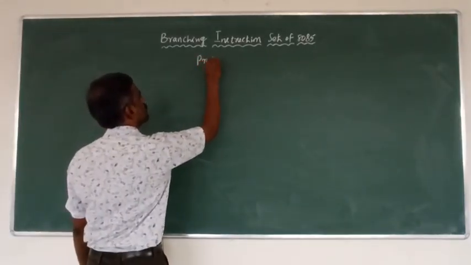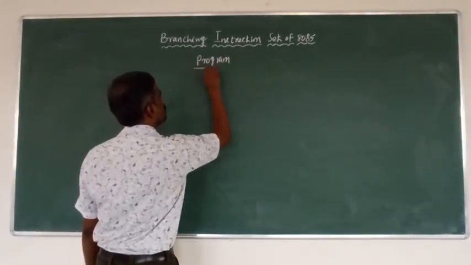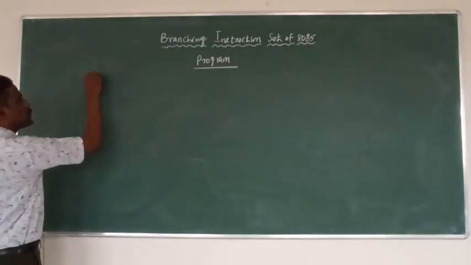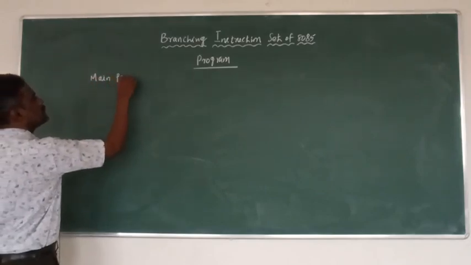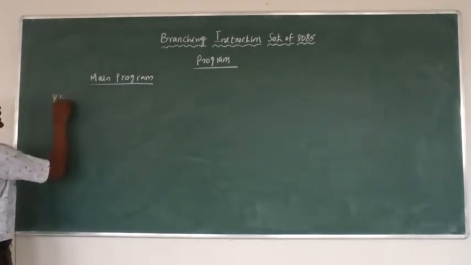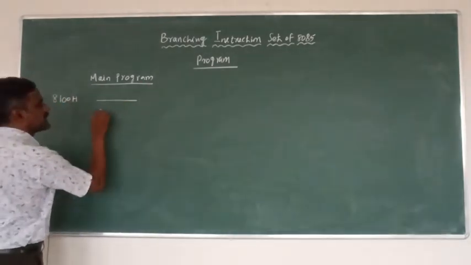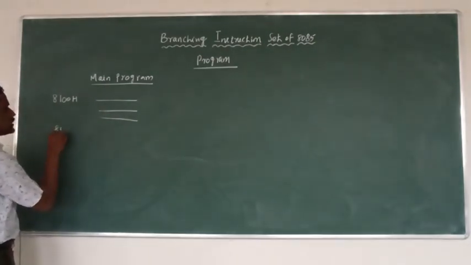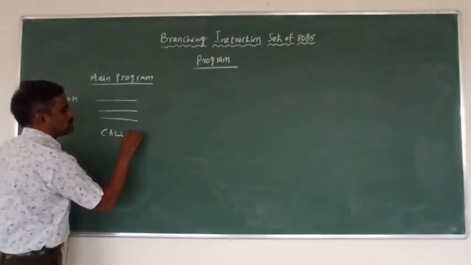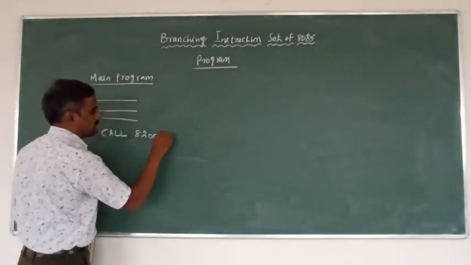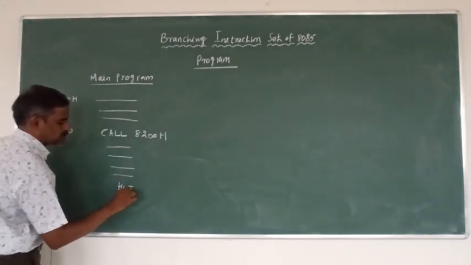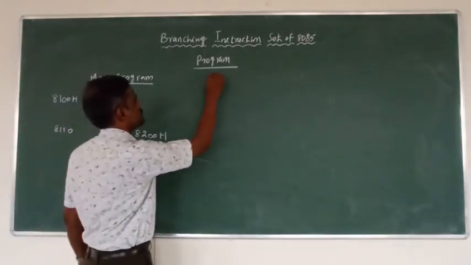A simple program concept using the return instruction. This is the main program, with starting address 8100 and some instructions. At address 8110 there is an unconditional call to address 8200. After that come some more instructions and the end of the program. This is the subroutine program.